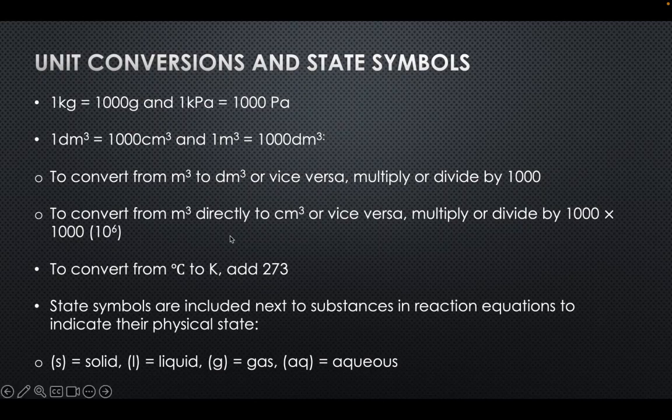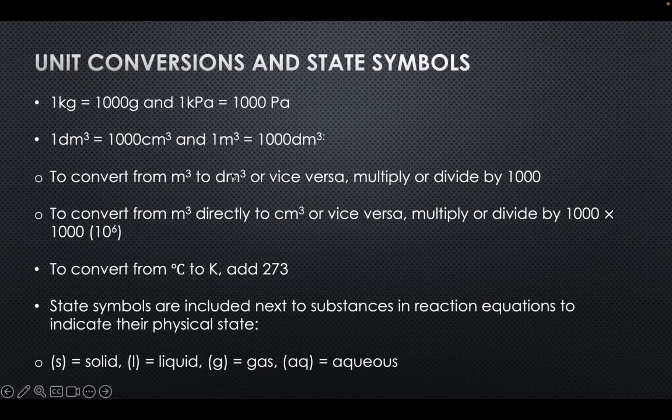Right. So I'm going to just state the obvious. 1 kilogram is 1,000 grams, and 1 kilopascal is 1,000 pascals. Kilo means 1,000. You should know that. But now onto the units of volume, which are a bit more obscure. 1 decimeter cubed, dm cubed, equals 1,000 centimeters cubed. 1 meter cubed, however, is equal to 1,000 decimeters cubed. So to convert from meters cubed to dm cubed, or vice versa, you want to multiply or divide by 1,000. Okay? You multiply or divide by 1,000.